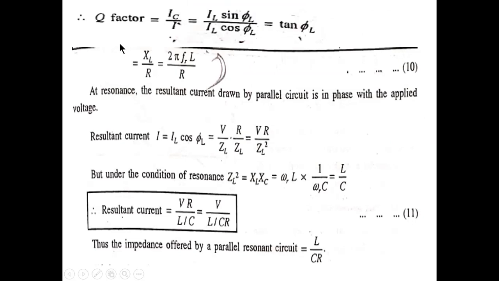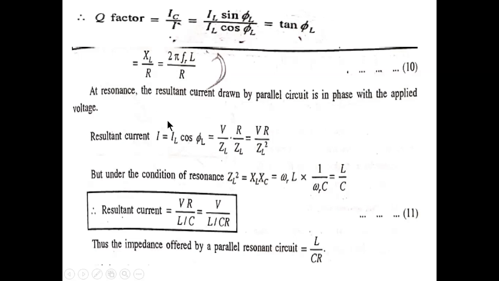Q factor for the parallel RLC circuit, it is called current magnification that occurs in resonance parallel circuit. So Q factor is equal to capacitive current or inductive current to the resultant current. So we know IC is equal to IL sin phi L and I is equal to IL cos phi L. So it's equal to tan phi L. So tan phi L is equal to XL upon R is equal to 2 pi FR L upon R.